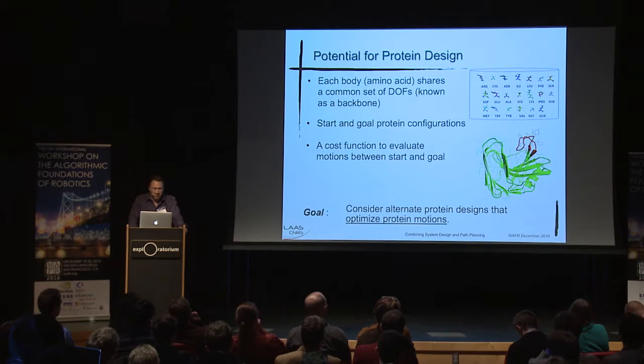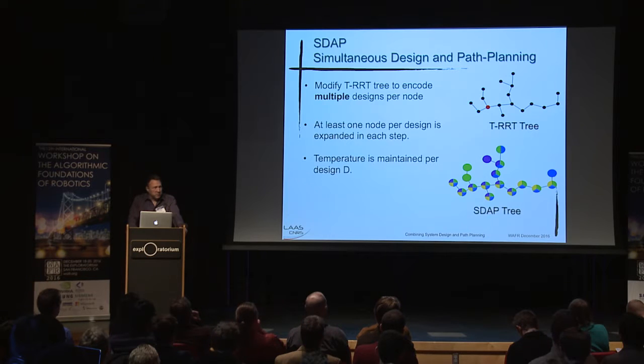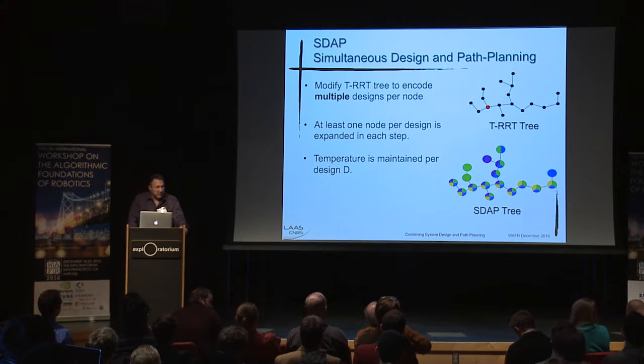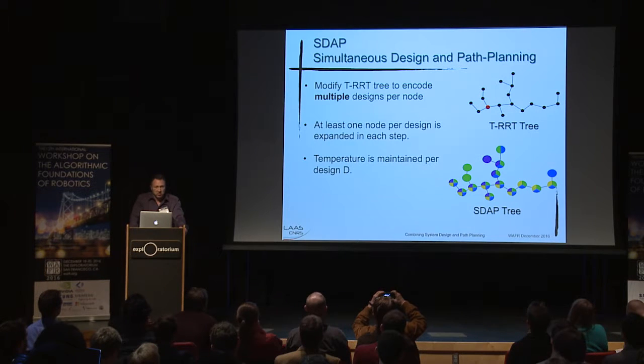So how did we go about doing this? In this paper, we proposed a new approach that we labeled SDAP, which is the Simultaneous Design and Path Planning Algorithm. It is built off of an extension of the TRRT idea. And what we do in this work is we actually encode multiple designs in each of the nodes of our search tree.